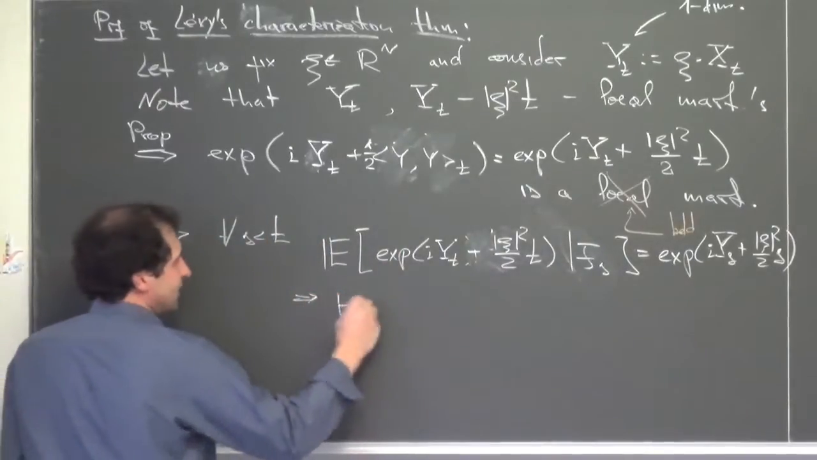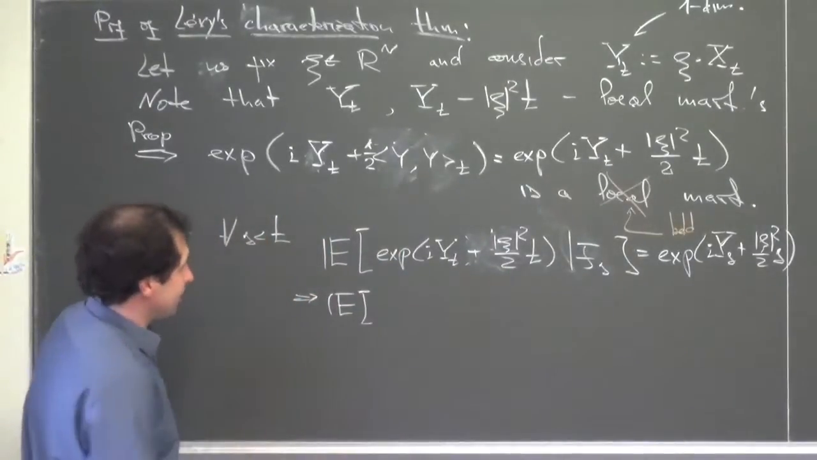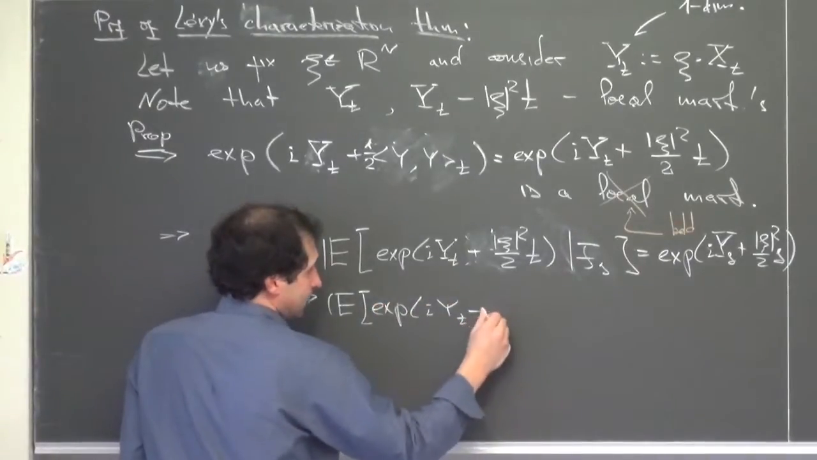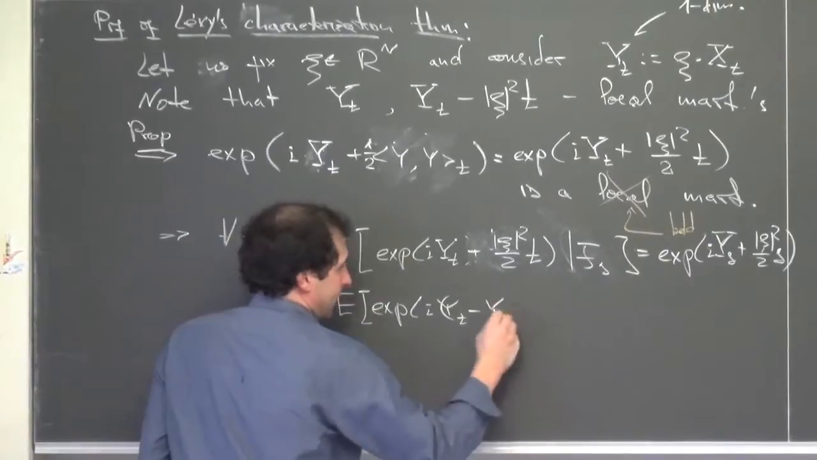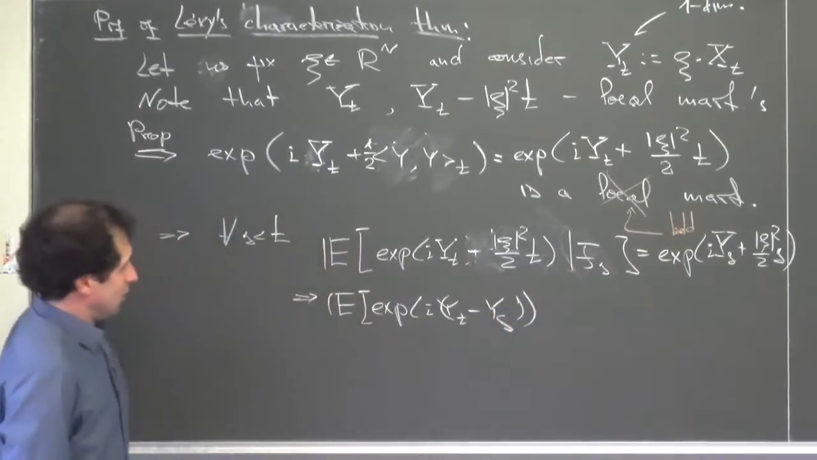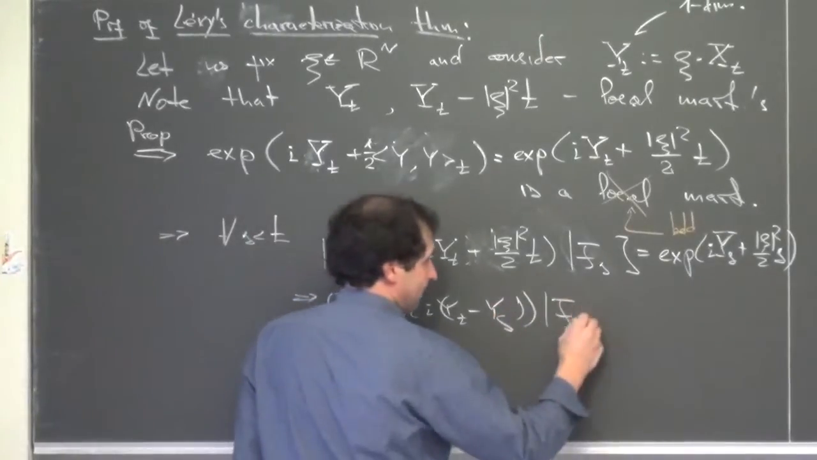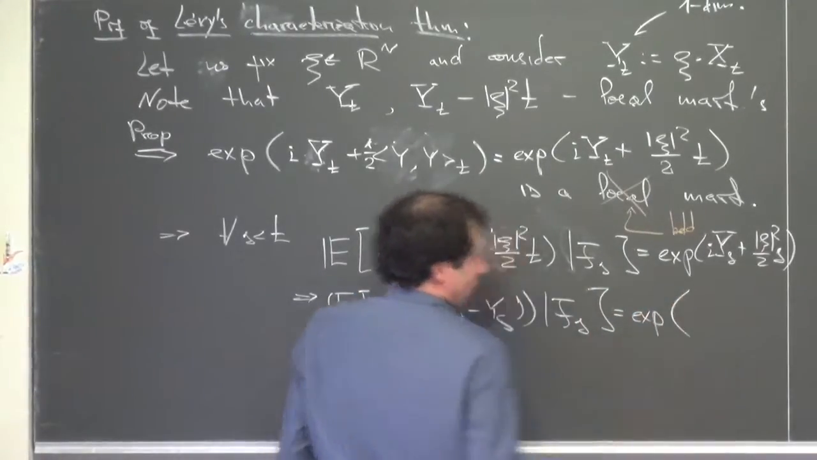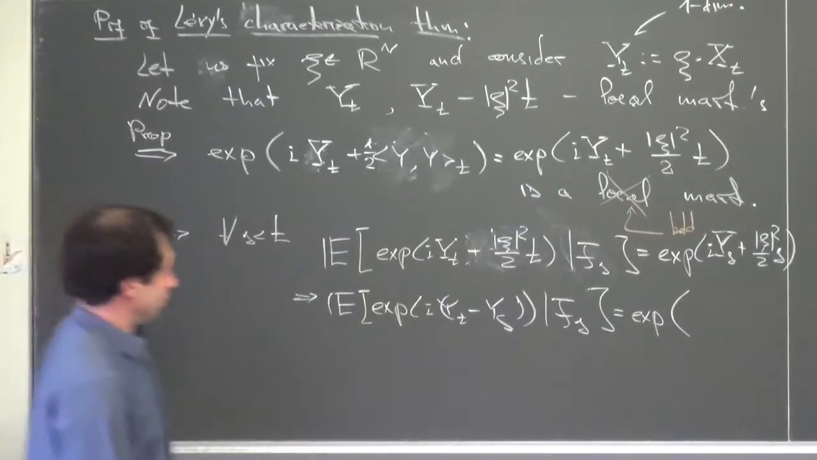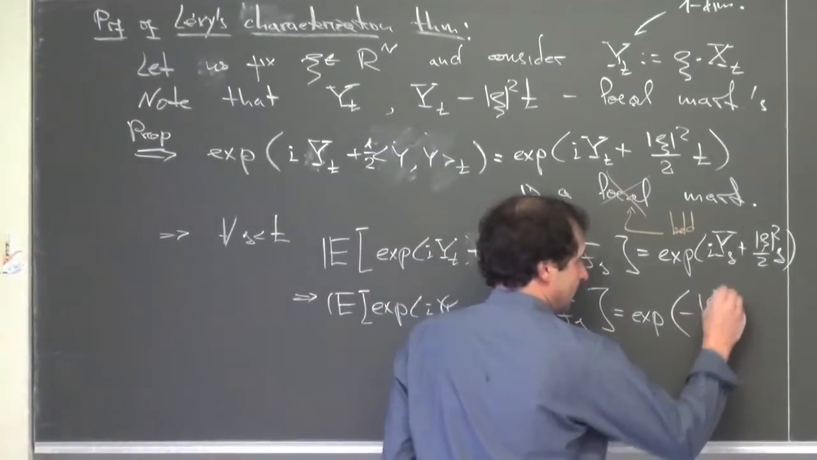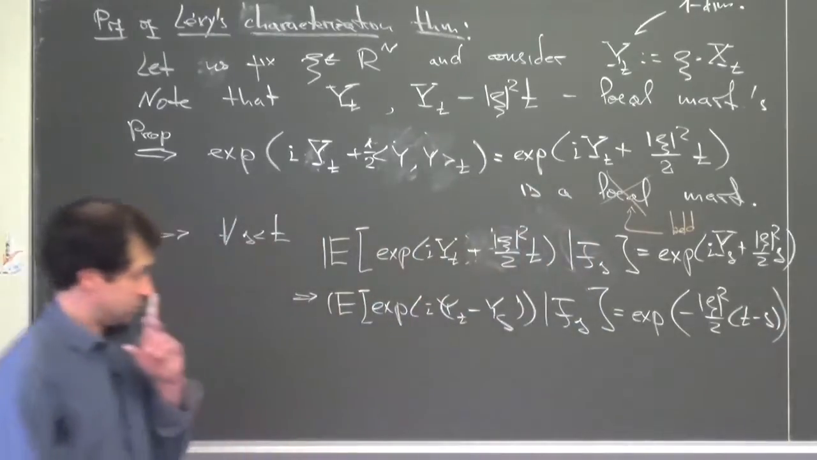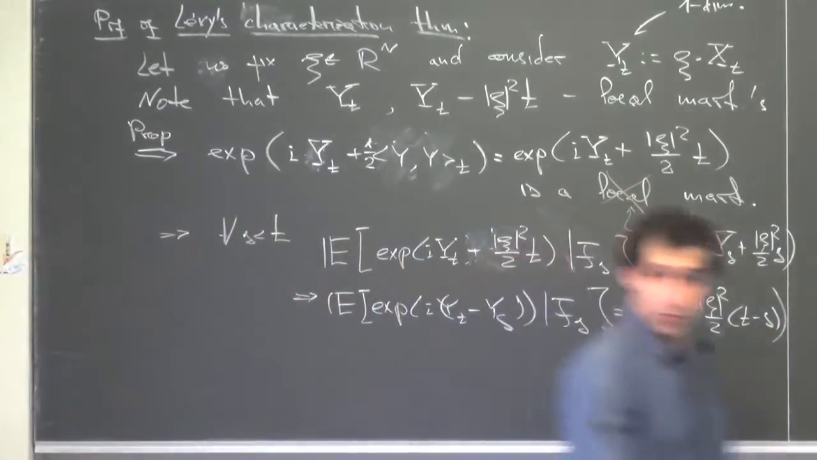And this is obviously the same as to say that the conditional expectation of Yt minus Ys given Fs is exponential of, what? Of minus 2 (t minus s). Okay? Hopefully it works.